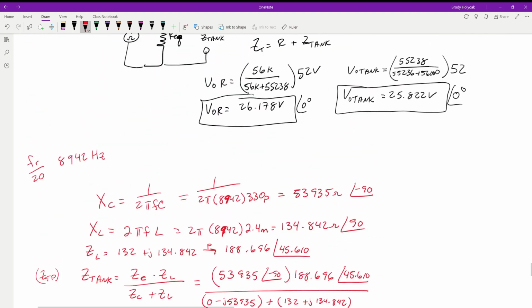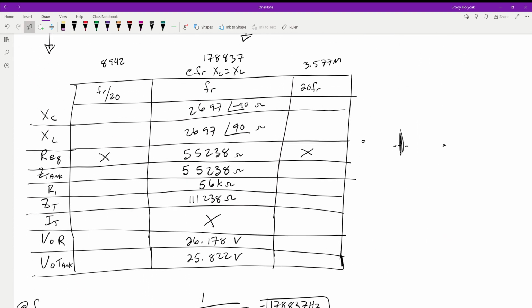So now let's take these values that we calculated and throw them back up into our table. At 20 times less than our critical frequency, we end up with 53,935 ohms across our capacitor. The reactance across our inductor is 134,842 ohms. We don't have an R equivalent because we're not at resonance. The impedance of the tank was 56,132. The resistance is going to stay at 56,000. The impedance total was 56,132.